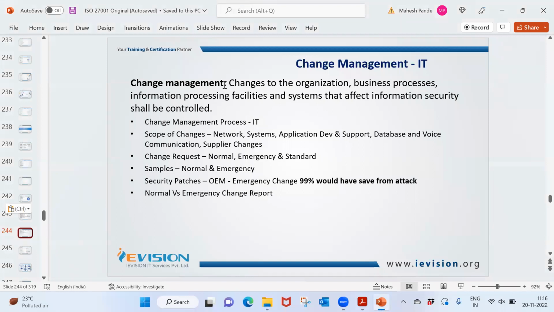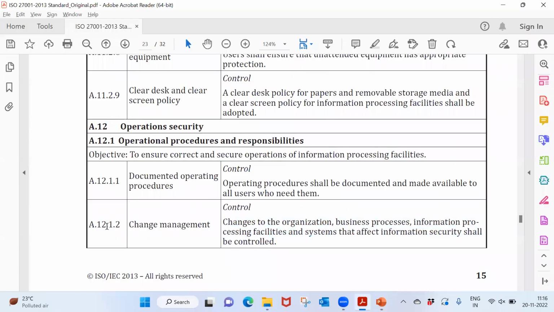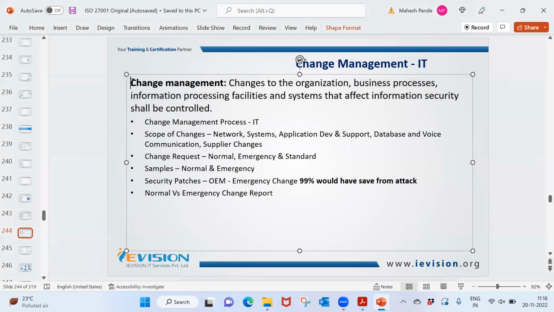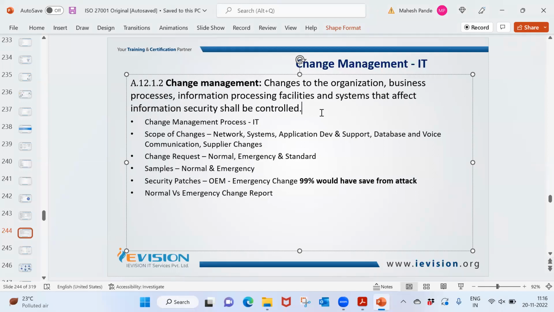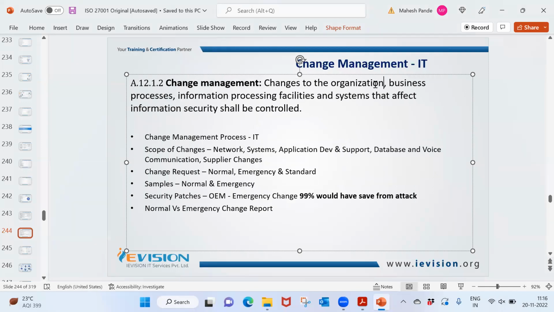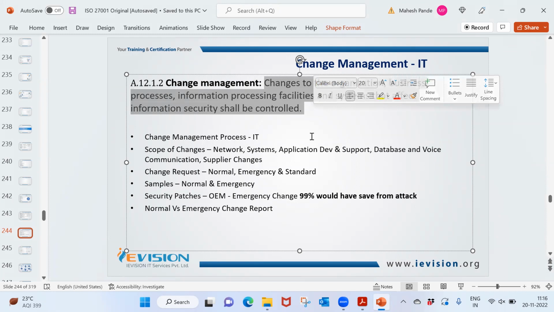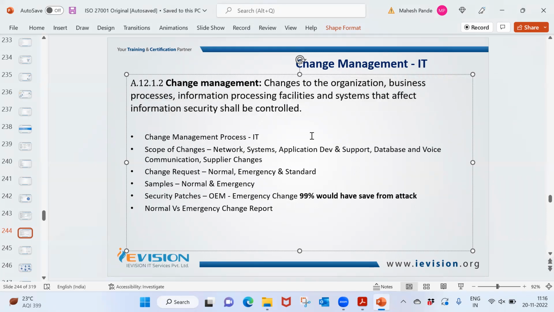Now, have a look at this. This is what is copy pasted. Is that okay? Visible. Okay. Now, when we say changes to organization, business processes, information processing facilities, and systems that affect information security shall be controlled, this is saying, I repeat, this is on all aspects. This is not only on IT changes. Is that clear, everyone? I hope you are clear.